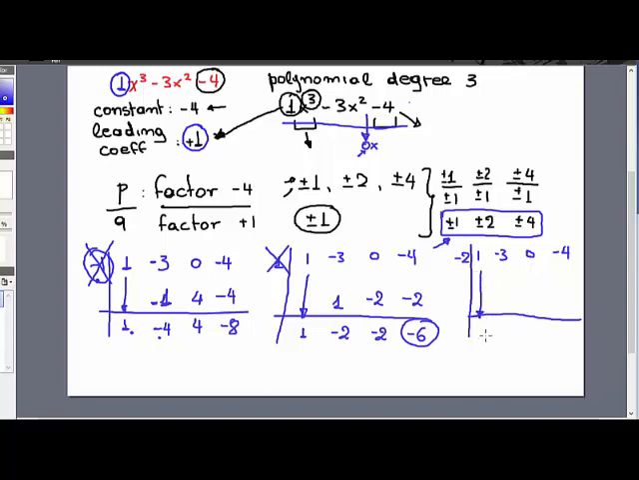You bring down the 1, you multiply by -2, you add here, the result is -5. -5 times -2, the result is 10. You add it here, 10 times -2, the result is -20, and so on. The result is -24.